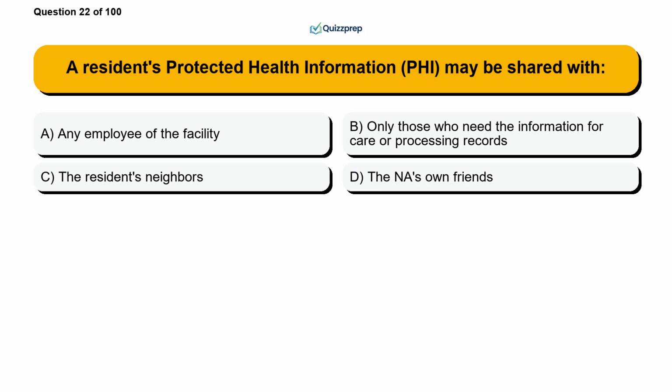Question 22. A resident's protected health information, PHI, may be shared with: option A, any employee of the facility, option B, only those who need the information for care or processing records, option C, the resident's neighbors, option D, the NA's own friends.